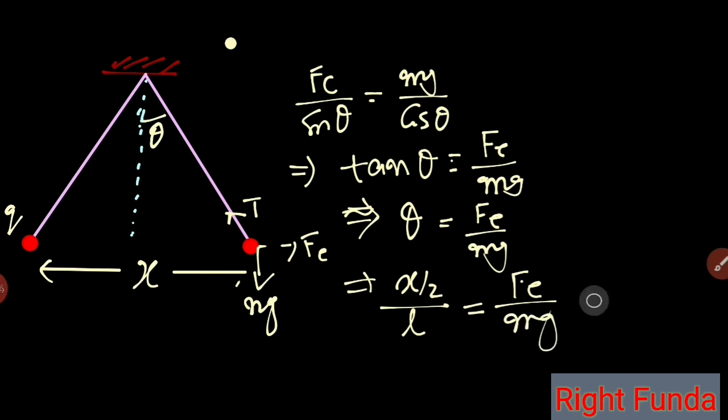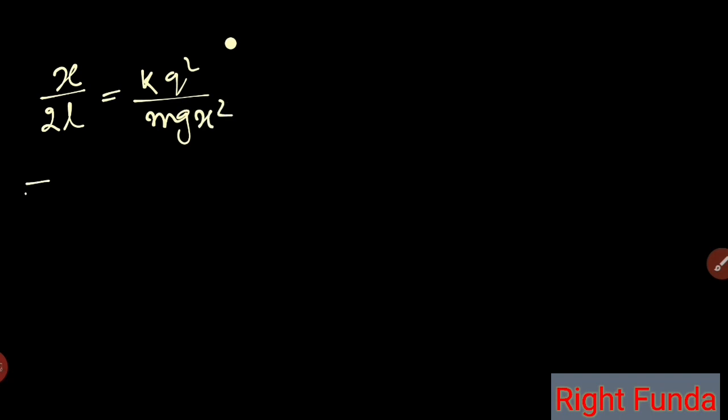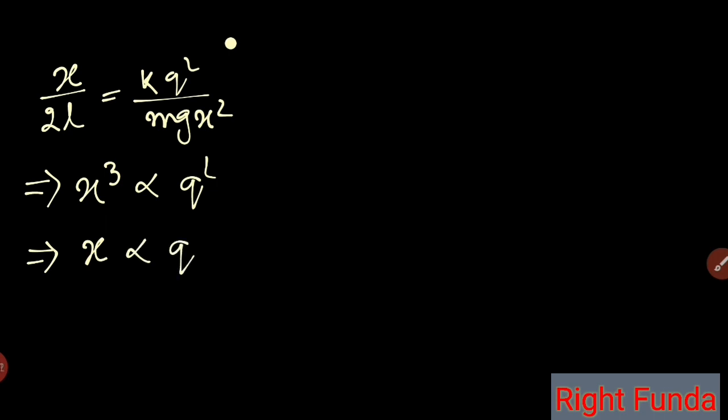This will simplify, right, and put the value of Fe. What is the value of Fe? Fe is equal to k q square by x square. So x by 2L is equal to k q square by mg x square. So from this we get that x cube is proportional to q square, or x to the power 3 by 2 is proportional to q.